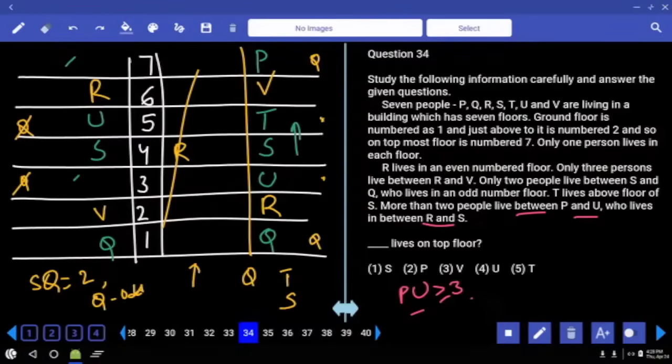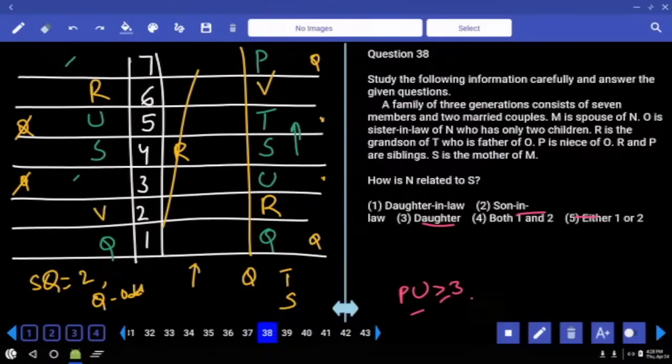Now this is from 34 to 38, 34 to 37. Then 38 to 40, family tree, first or the second priority, and definitely under the first priority, blood relations. Now, the 3 generations consist of how many persons? Only 7 persons were there. 7 persons in a family and 2 married couples were there.